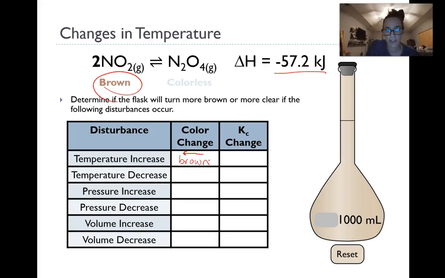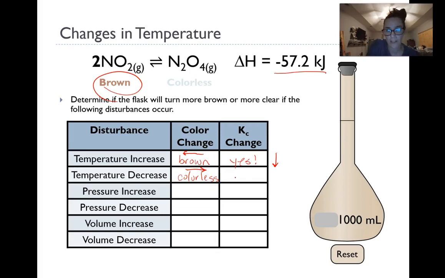Will the Kc change? Yes, it will. So if it shifts more to the left, that means our Kc is actually going to decrease because the amount of products is going down. If the temperature decreases, then it's going to shift to the right to make more heat. Remember Le Chatelier's principle, it's counteracting any stress. So it will turn more colorless.